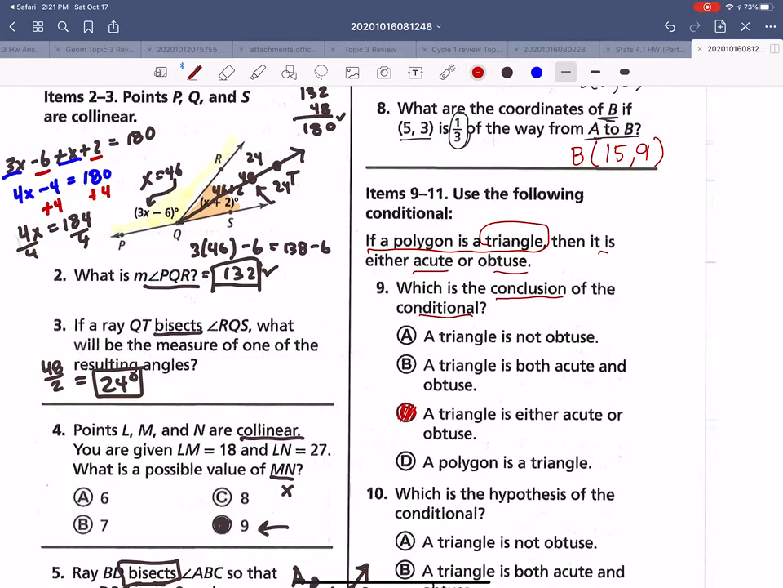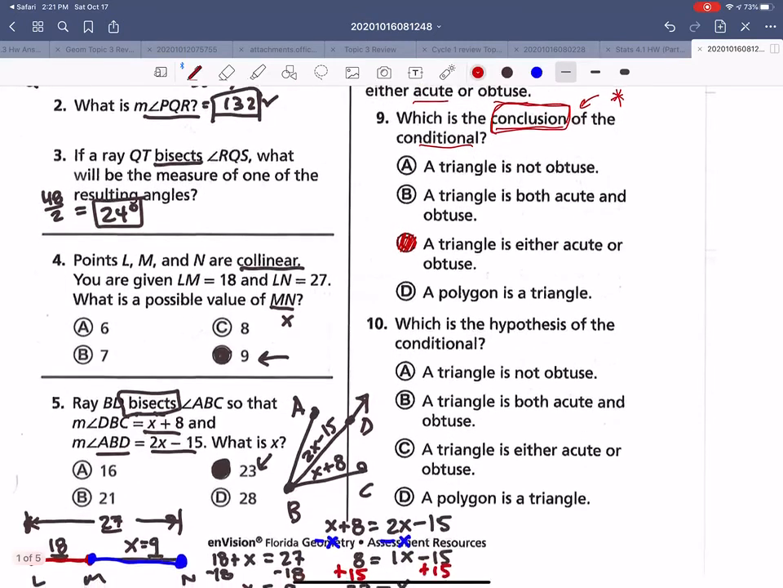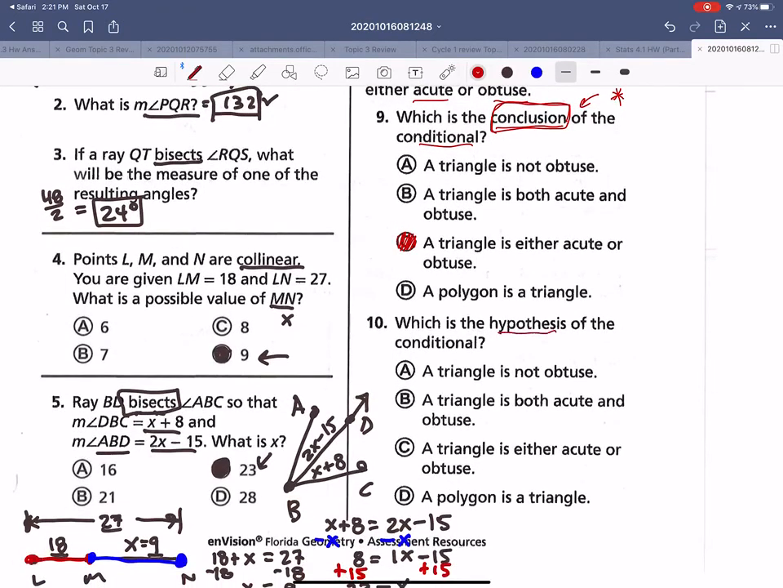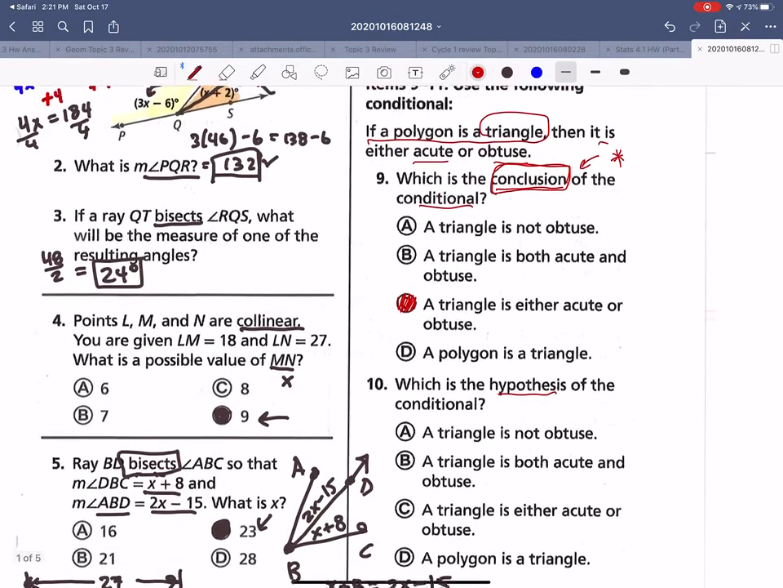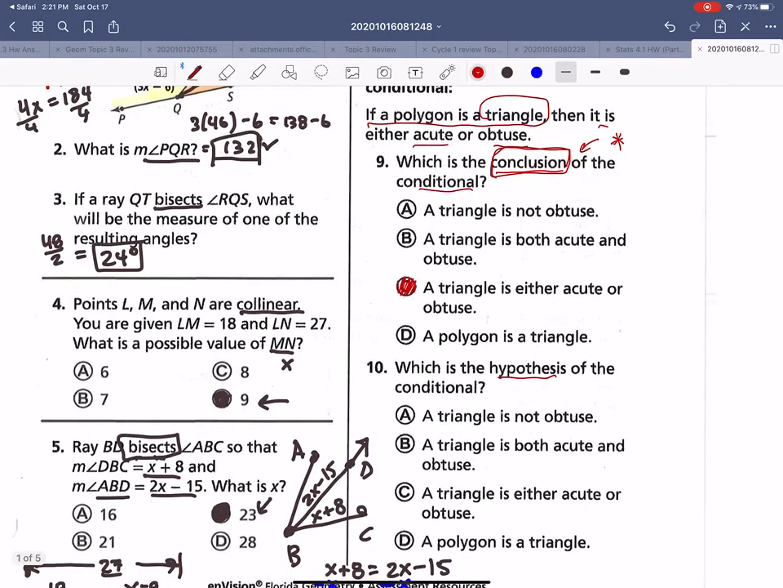Now, these conclusions, we actually skipped this section, so I don't think this would be on the test, but it's kind of an interesting question. Which is the hypothesis of the conclusion? So I think the hypothesis part is always the first part, right? We did talk about that. So this is the hypothesis. If the polygon's a triangle, so that's our hypothesis.